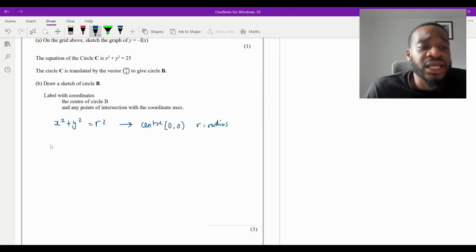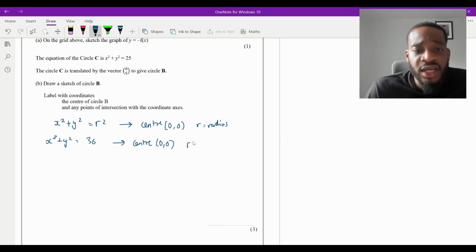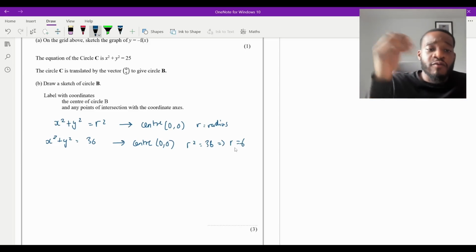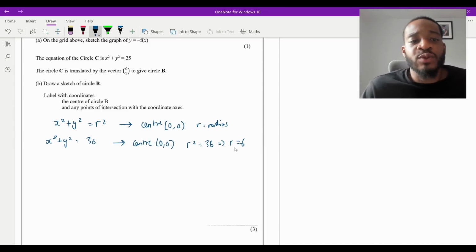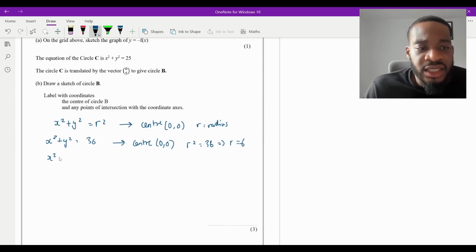So for example, let's say I had an equation x squared plus y squared is equal to, I don't know, 36. Then this would tell me that I would have a circle with the center at 0, 0. And the radius is going to be, well, in this case, r squared is 36. So therefore, the radius, you just square root, is going to be 6. Yeah? So I'll draw a circle with a radius of 6 from the center, and that's it. Now, in this case, the equation of circle C is x squared plus y squared is equal to 25. So in that case, we can see quite clearly that 25 is there. The radius squared is 25, just based on the formula. That means that the radius is 5.